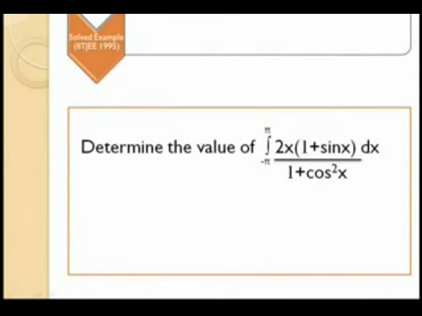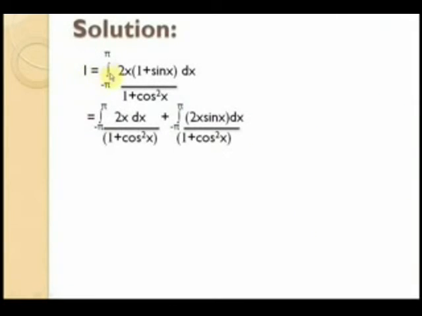Let's try to solve one more IIT problem. This problem appeared in 1995 and it says that determine the value of integral of 2x by 1 plus sin x divided by 1 plus cos square x from minus pi to pi. So in this problem we have to evaluate the value of this expression. So let us say that I is equal to integral of 2x into 1 plus sin x divided by 1 plus cos square x from minus pi to pi.